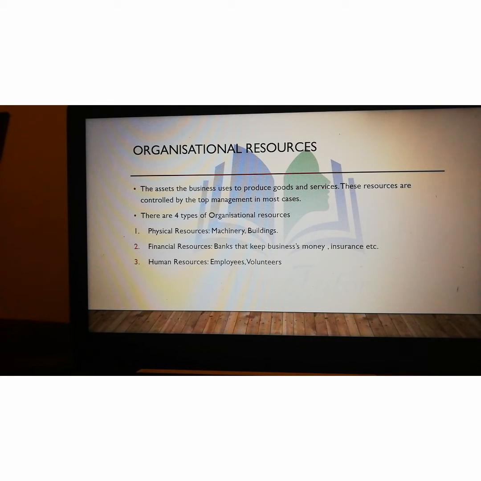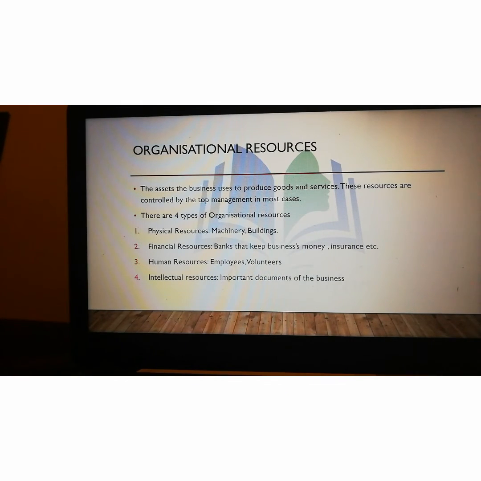Then there's the human resources. These are the employees, these are the volunteers that occasionally work in the business, your managers as well. These are all employees: managers, supervisors, cleaners, your security guards, your cashiers, your waiters in restaurants. They all form part of the employees. So it's the third part of an organizational resource. It's the human resource. Shortly it's called HR.